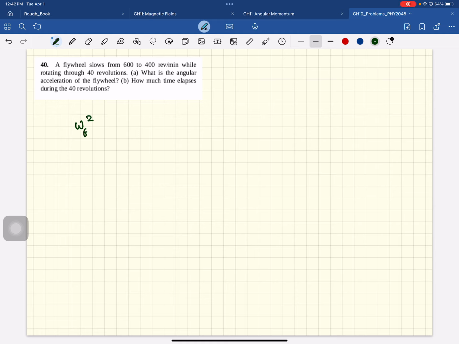you have one of these formulas. Omega final square is omega initial square plus 2 alpha times theta final minus theta initial. Okay, this is angular velocity as a function of angular position. That's what that equation is. So we have the final angular velocity, initial angular velocity, and the angle through which it's rotated. So we'll convert this into revolutions per second. Okay, so omega final is 400 revolutions divided by 60 seconds.